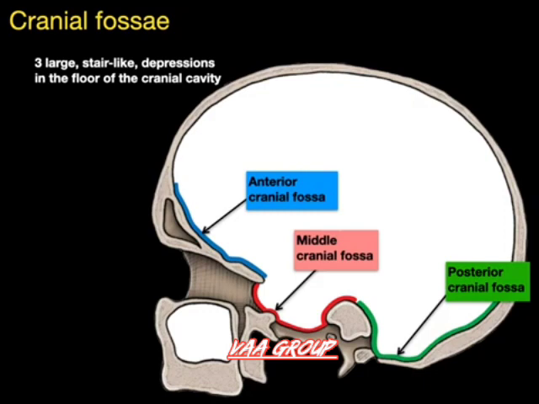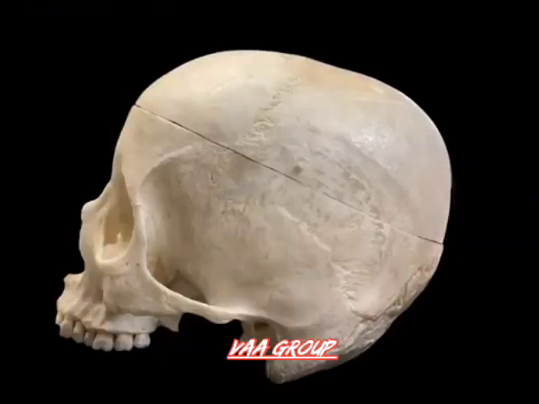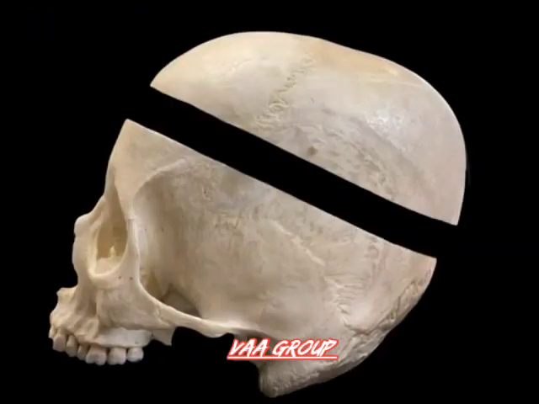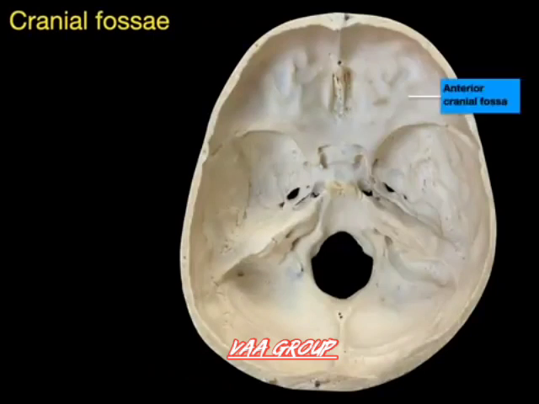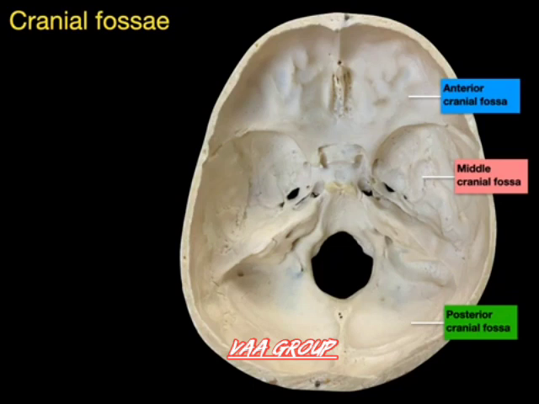And what separates the anterior and middle cranial fossa is the lesser wing of the sphenoid bone, and the middle and posterior cranial fossa are separated by the back of the petrous part of the temporal bone. So let's take the calvarium off, remove it, and that's where we're going to see our cranial fossa inside there. And so let's do that again. Our anterior, middle, and posterior cranial fossae, and the lesser wing separates our anterior and middle, and the petrous part of the temporal bone separates our middle and posterior cranial fossa.